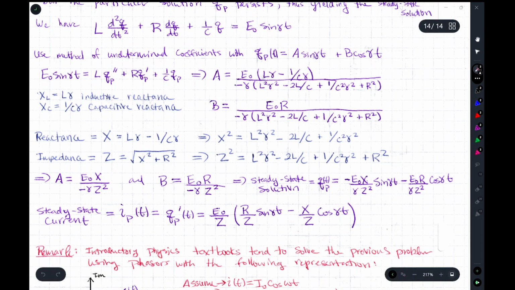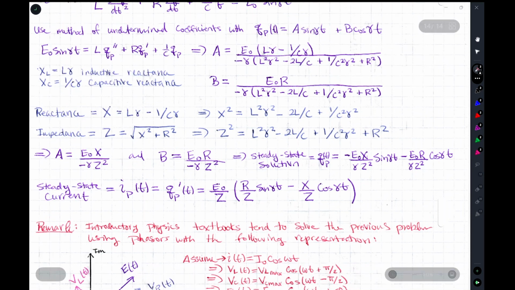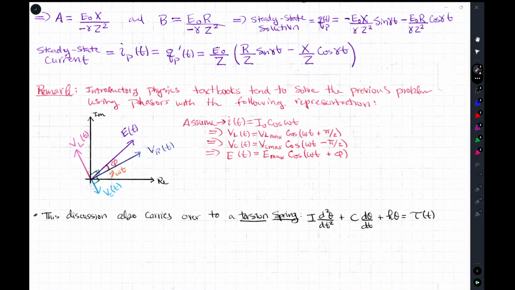How do we get the current? Well, we just take the derivative of our steady state solution for charge, and we get the steady state current. So that's that problem. And I'll just quickly mention here that if you take an introductory physics course, you will solve the series LRC circuit that we have here.